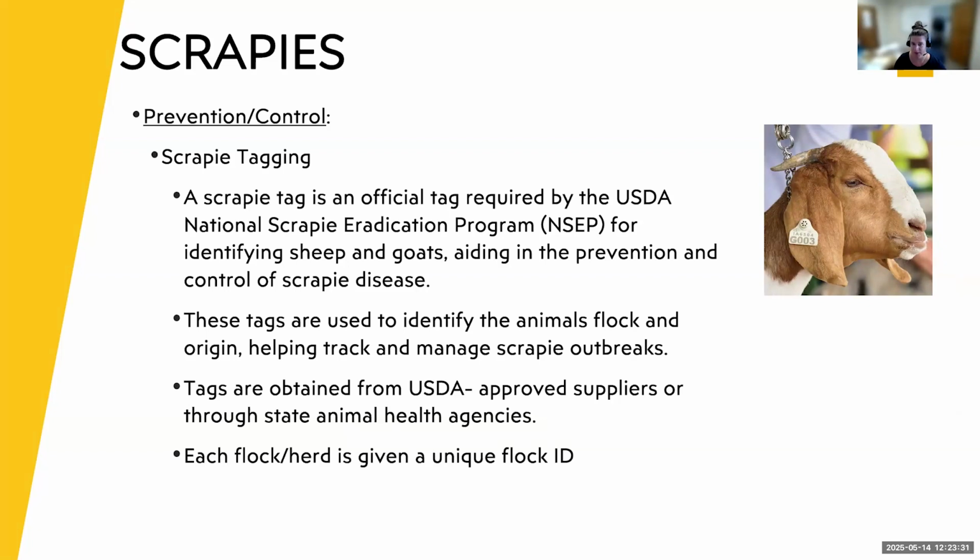Another big thing with scrapie is obviously the scrapie tags. All sheep and goats have to have these now. A scrapie tag is an official tag required by the USDA for identifying our sheep and goats and aiding in the prevention and control of the disease. Each flock or herd will get their flock ID, and then you just work through USDA approved suppliers to get a tag made for your specific flock that identifies that animal as originating from your farm.